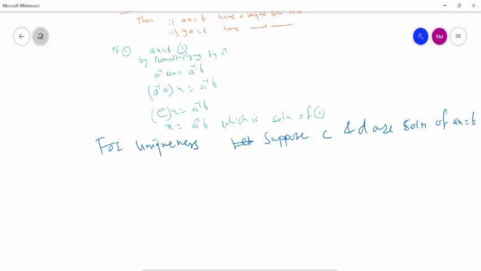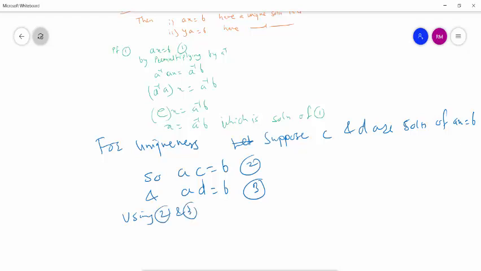So C is a solution, means we can replace X by C: AC equal to B. D is also a solution, so we can write AD equal to B. Suppose this is 2 and this is 3. So right hand sides are equal in 2 and 3. Using 2 and 3, since right hand sides are equal, left hand sides must be equal. So AC equal to AD.